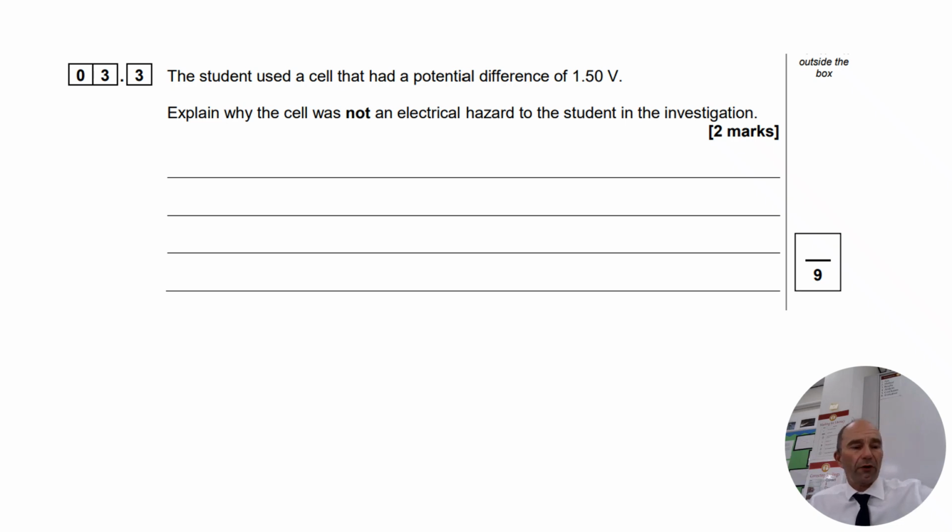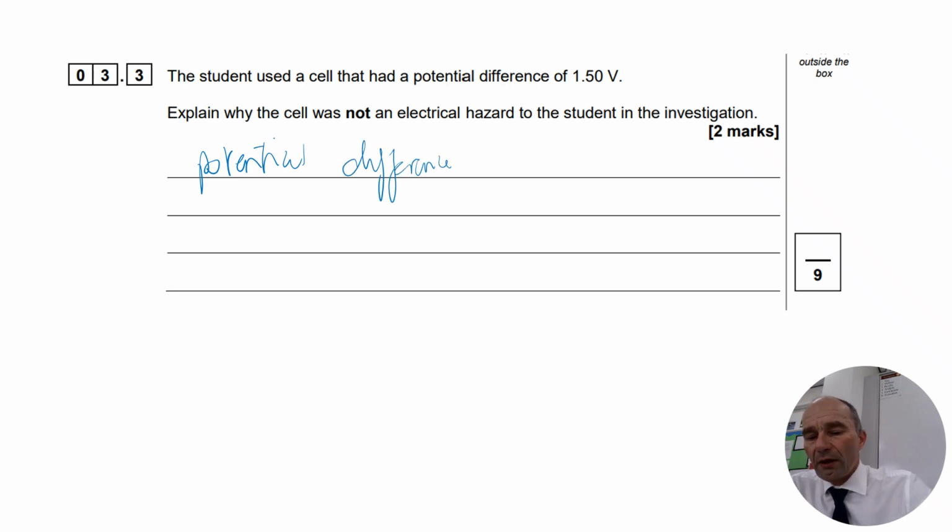Now, on question 3.3, the student used a cell that had a potential difference of 1.5 volts. Explain why the cell was not an electrical hazard to the student in the investigation. Now, first of all, make the comment that the potential difference is very low, which means that therefore, there's no risk of electric shock.